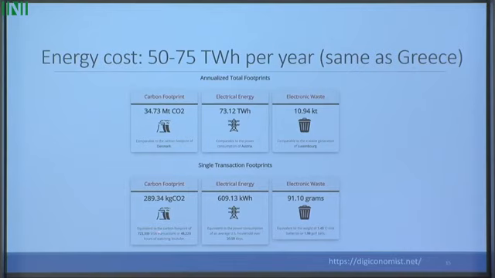Or alternatively, apparently per year you could do 723 Visa transactions, or 48,000 hours of watching YouTube if you wanted to. You could do the power consumption of an average household over 20.5 days in the US. Or you can measure other stuff. So this is a single transaction: for a single transaction, we could do 720 Visa transactions.